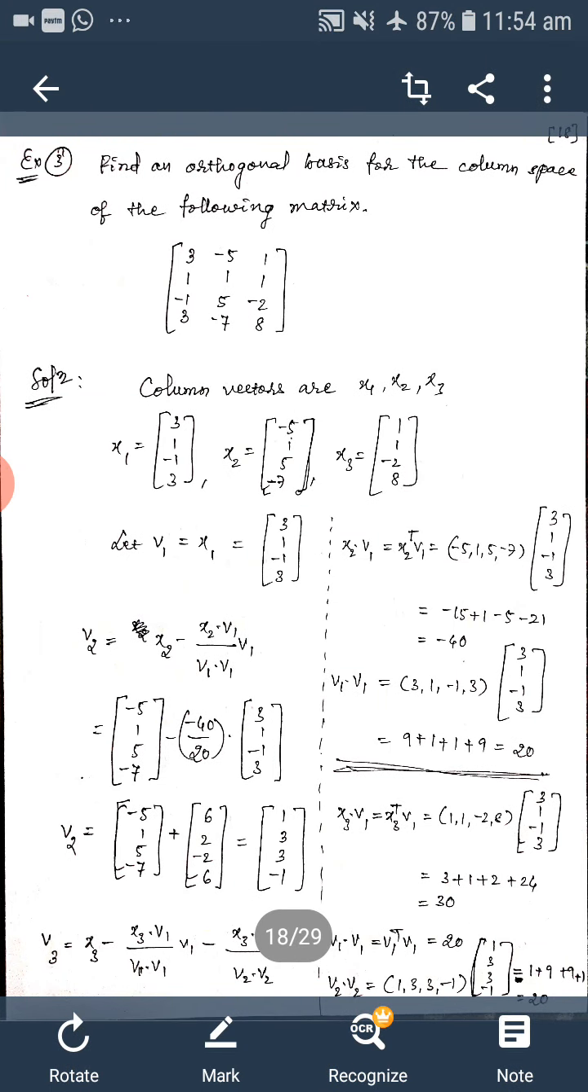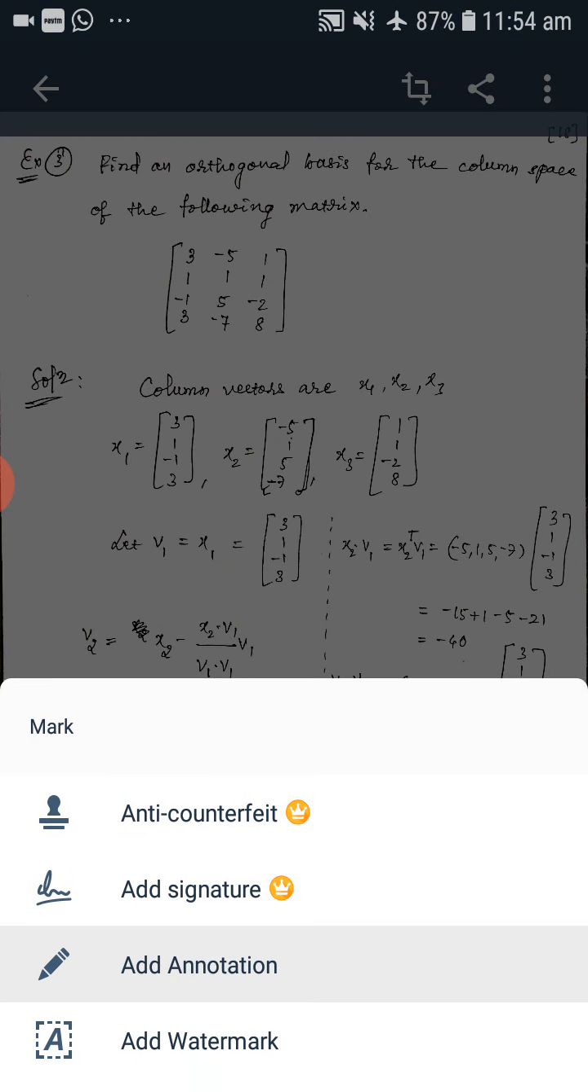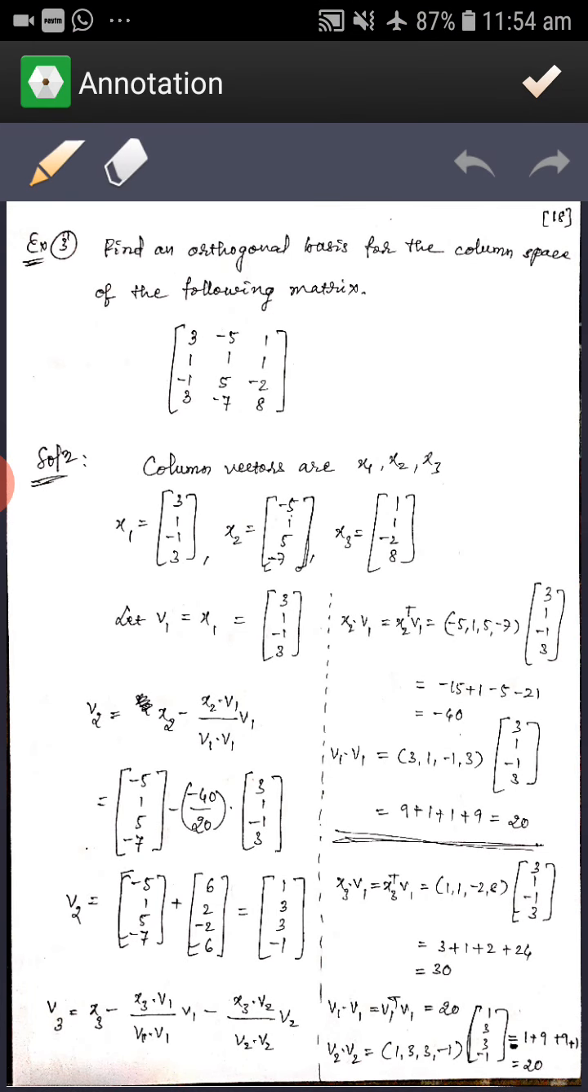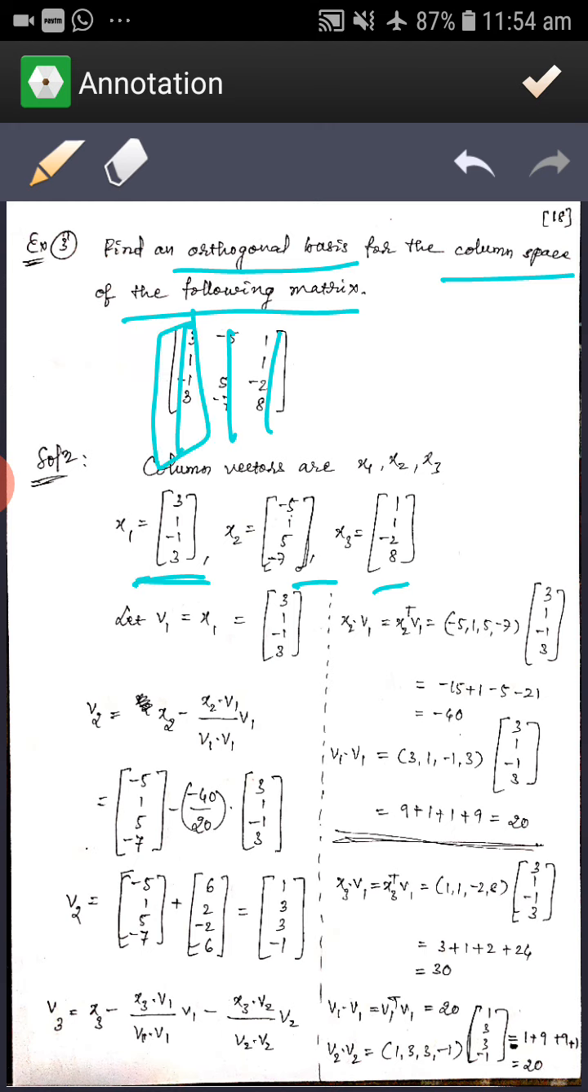Similarly, here is one more problem. Here he has given: find an orthogonal basis for the column space. These three columns will act as vectors here. As we know, the column space is nothing but the linear combinations of the columns. Each individual column will act as a vector x1 x2 x3. Again you apply the same formula.